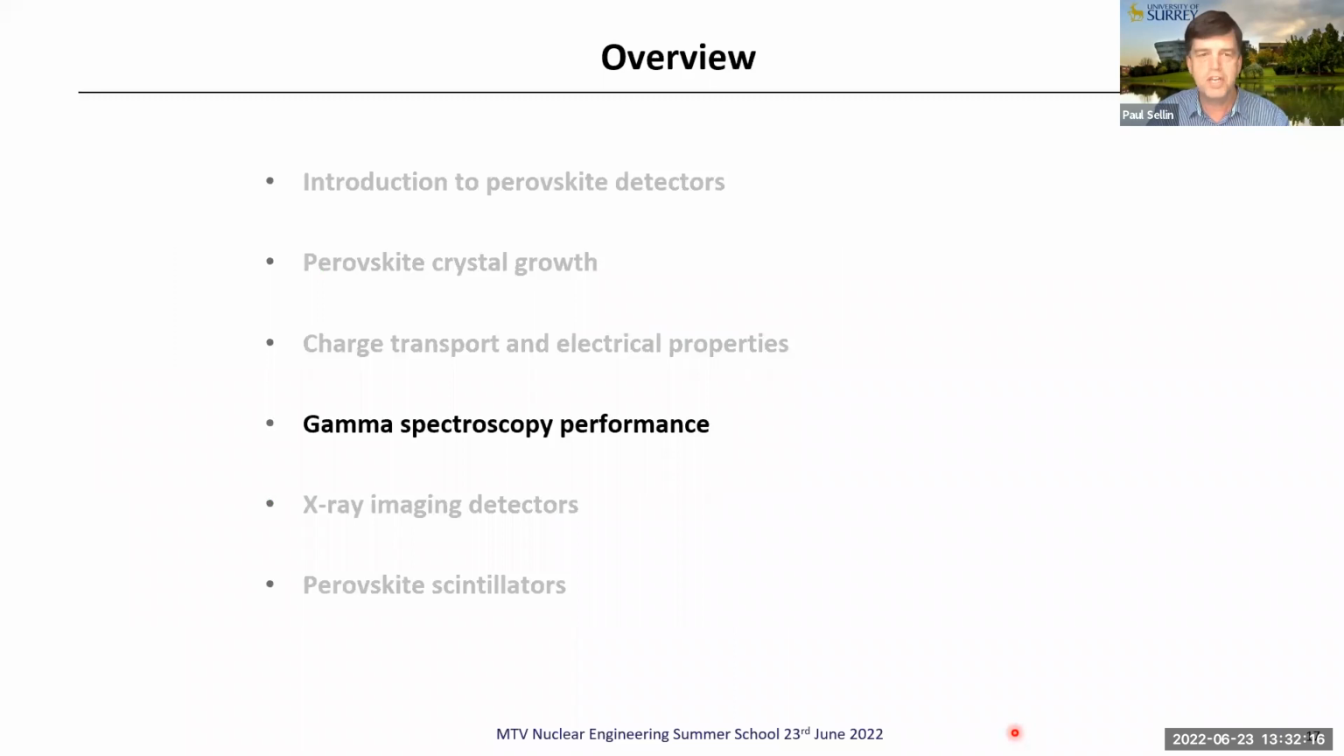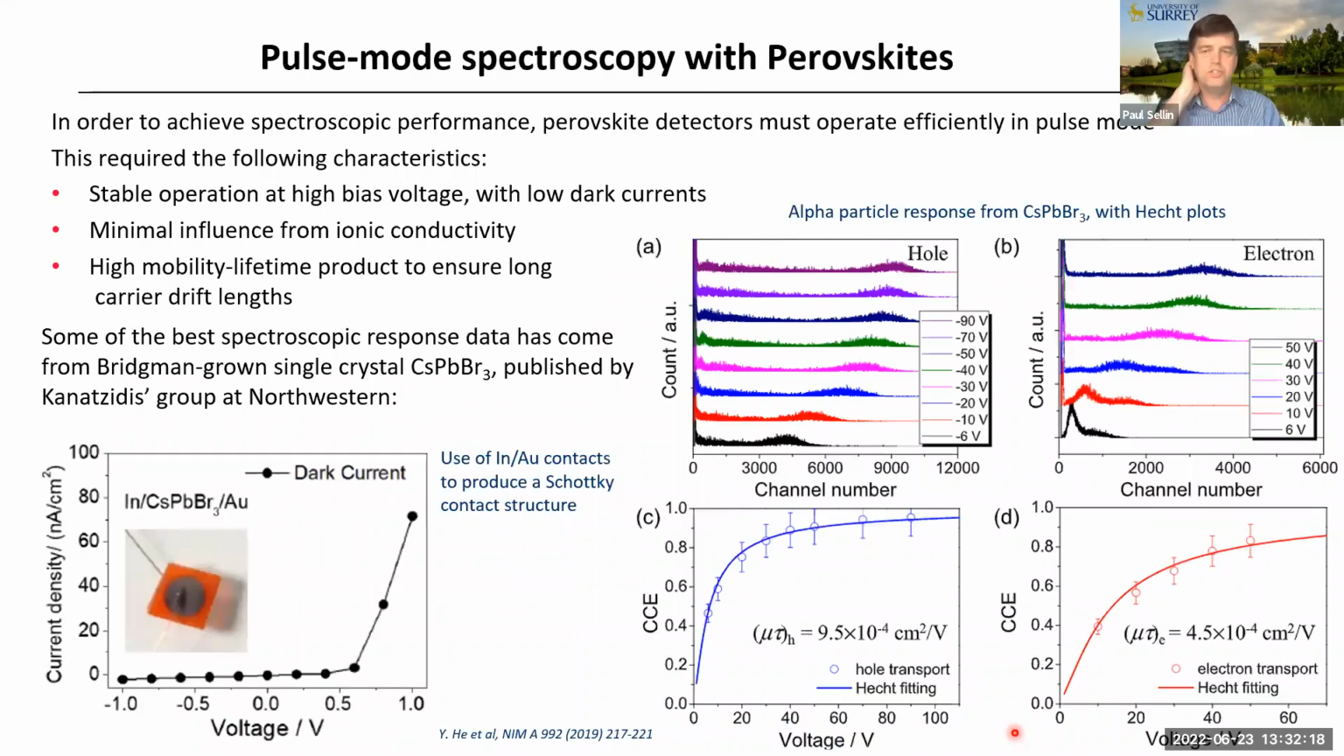So let's move on and look at gamma spectroscopy performance, because this is really where we want to get to. This is one of the application areas for perovskite detectors. At the moment, the best gamma spectroscopy is being reported from perovskite crystals that have been grown by Bridgman methods. And again, this has been pioneered with cesium lead bromide, published by the Northwestern group.